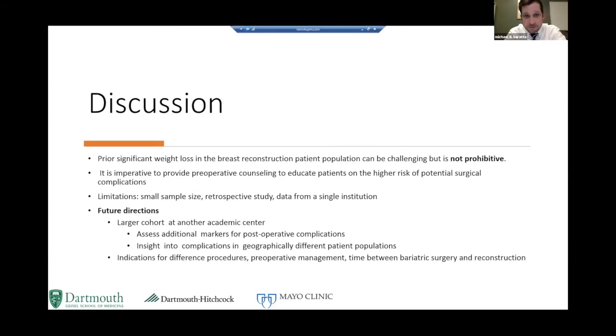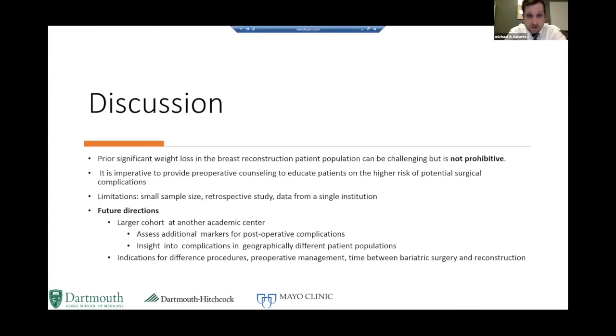It was data from a single institution. Going forward, we're actually applying for an IRB here at Dartmouth-Hitchcock Medical Center to hopefully increase the number of patients in this study and get a greater power, and we can further stratify the data and really see if there's any correlation to any of these variables that we looked up in our first study. So we want to get a larger cohort from another academic center.